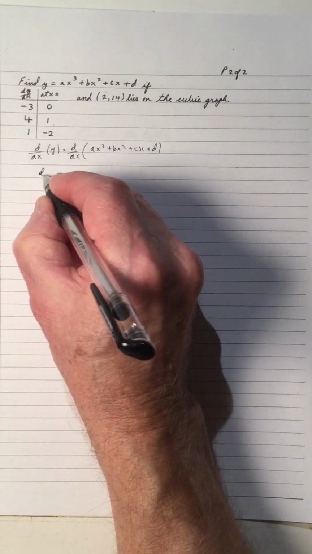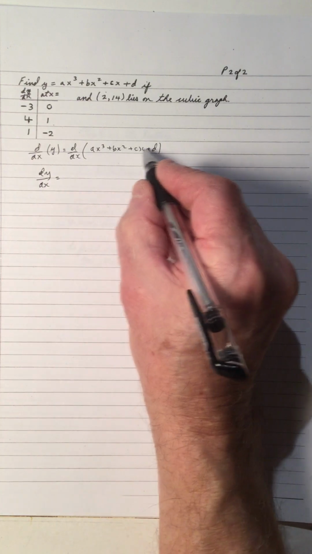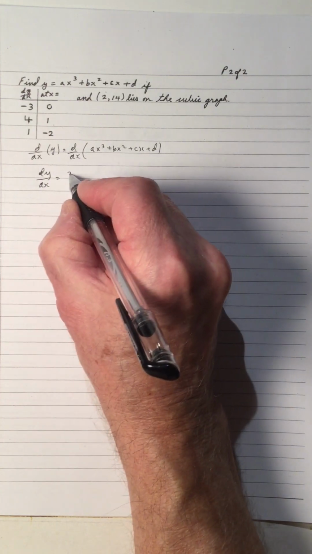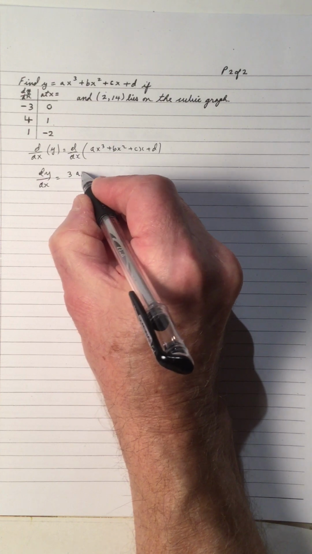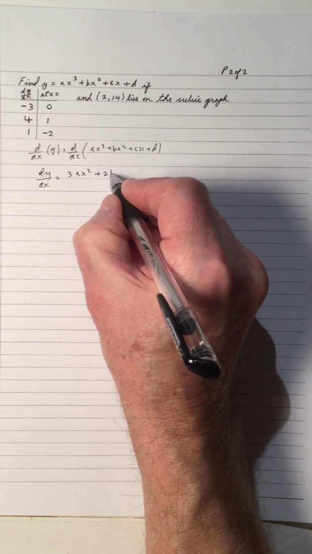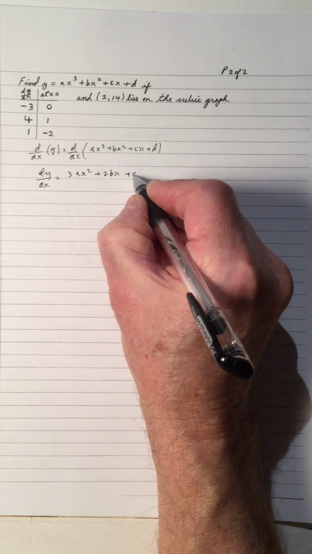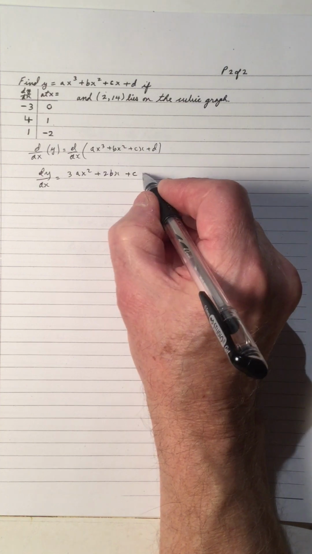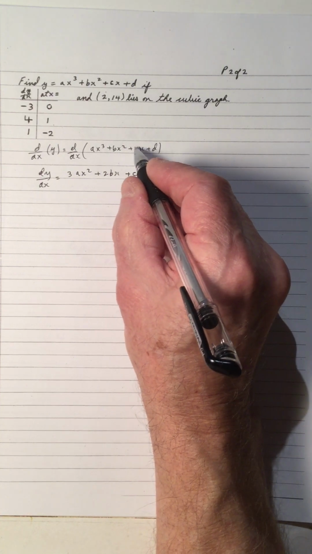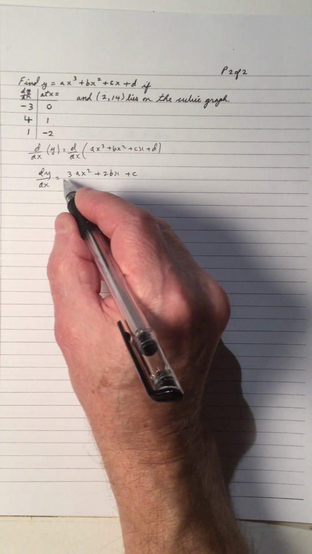So that's dy/dx, and the derivative in terms of x is 3ax squared, plus 2bx, plus c, and the derivative of a constant is 0. This is linear, so the derivative is c, and that's dy/dx.